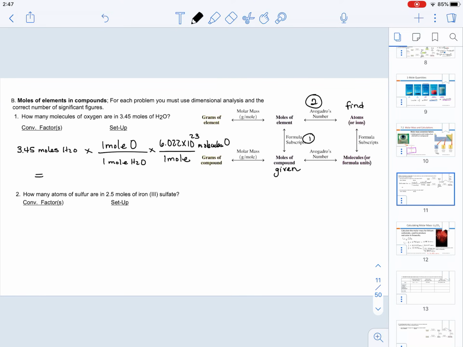And when we multiply 3.45 times Avogadro's number and then divide by 1, we find that there's 2.08 times 10 to the 24 molecules of oxygen in 3.45 moles of water.